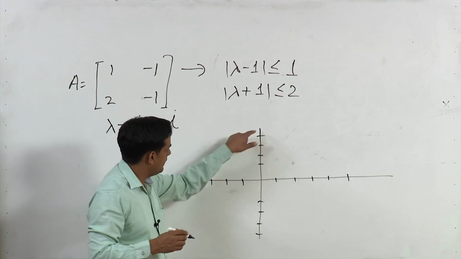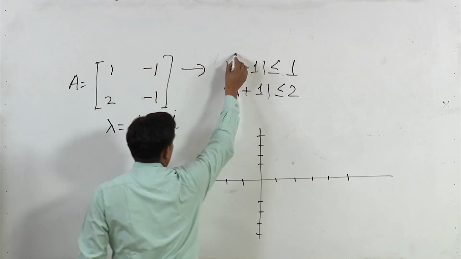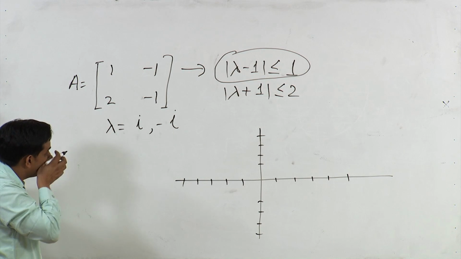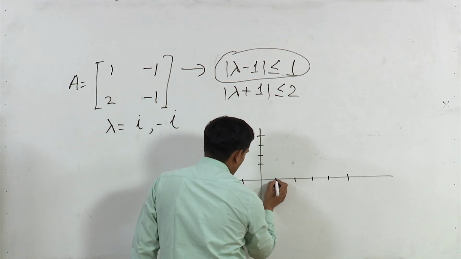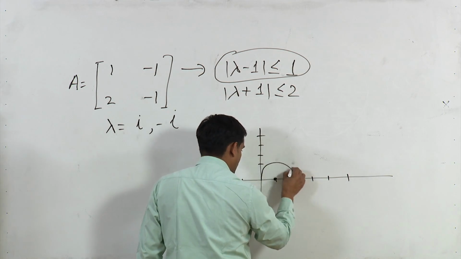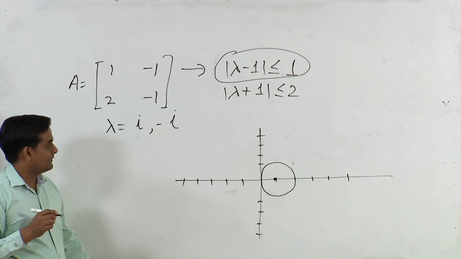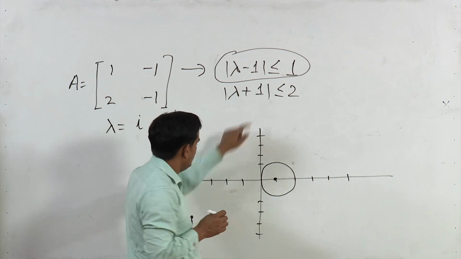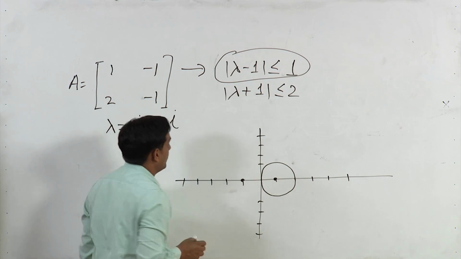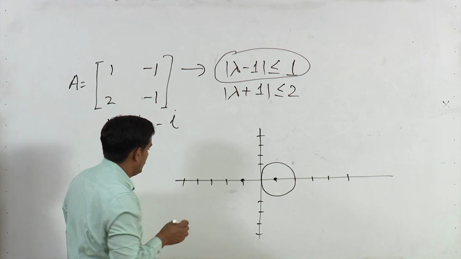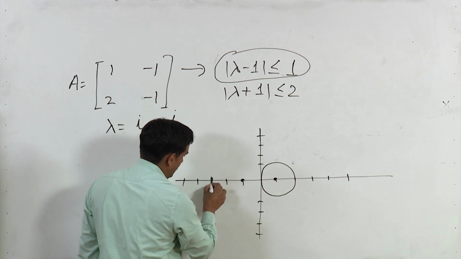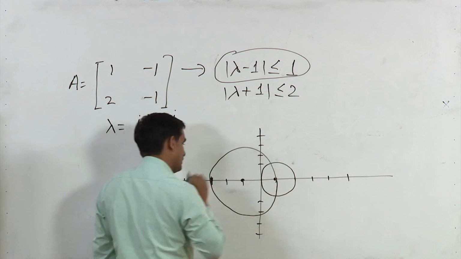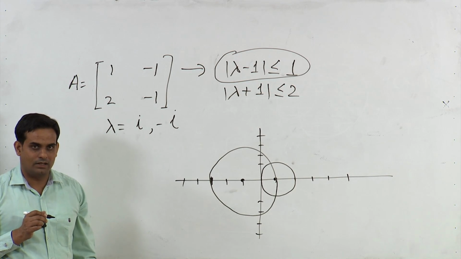So, real axis and imaginary axis. If I plot the first disk, the center is at 1 and the radius is 1. So, this is the center and the disk will be like this. Now, if I see the second disk, the center is -1, that is this point, and the radius is 2. So, it will pass through here and then here. So, this will be the other Gershgorin disk.